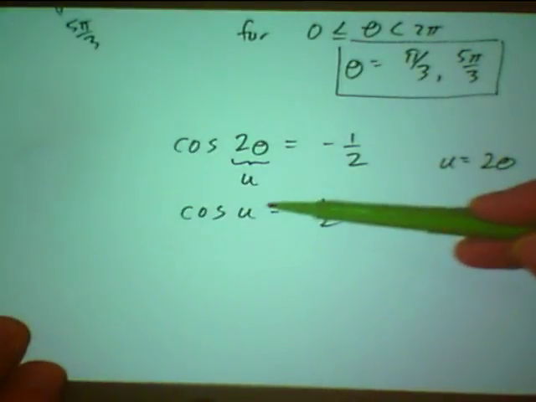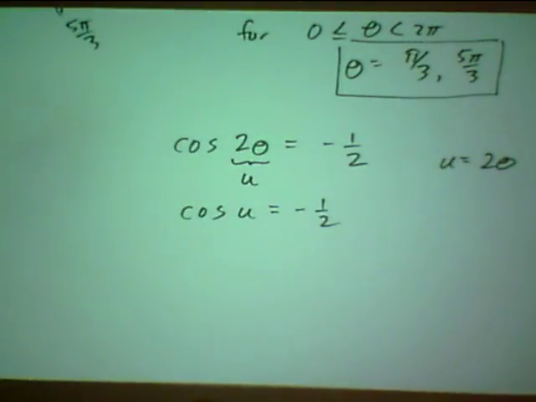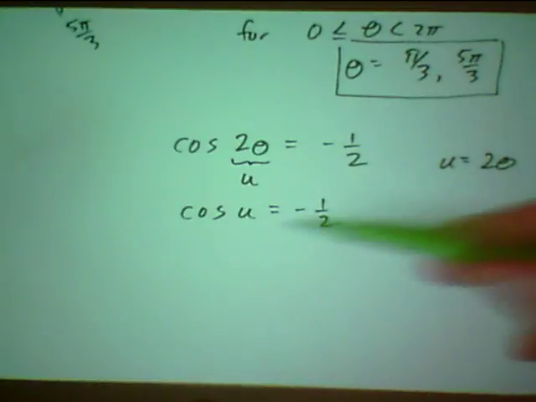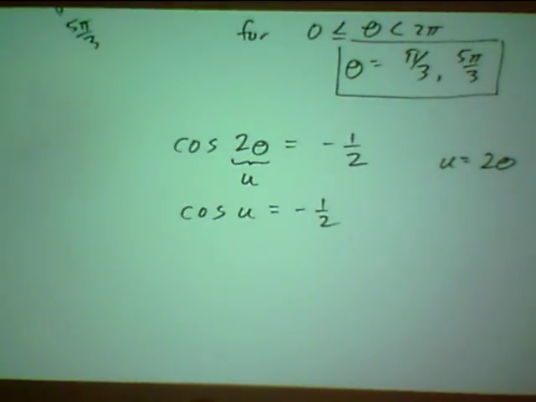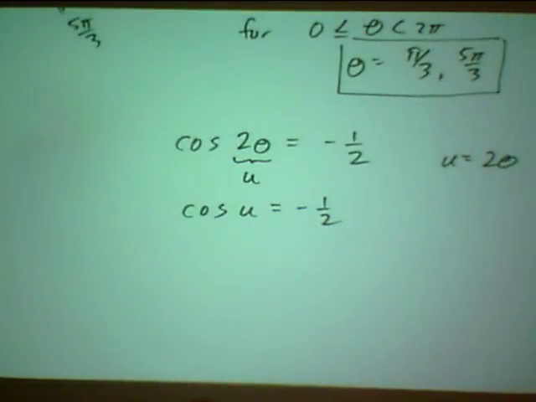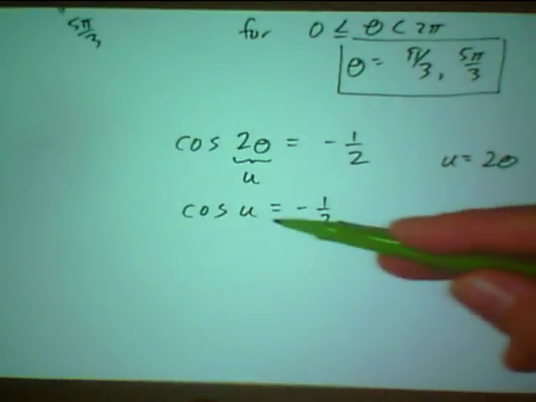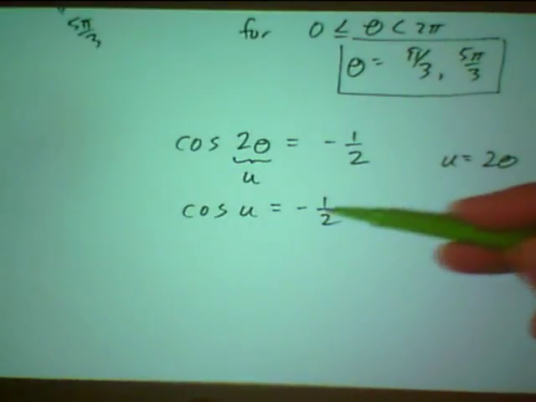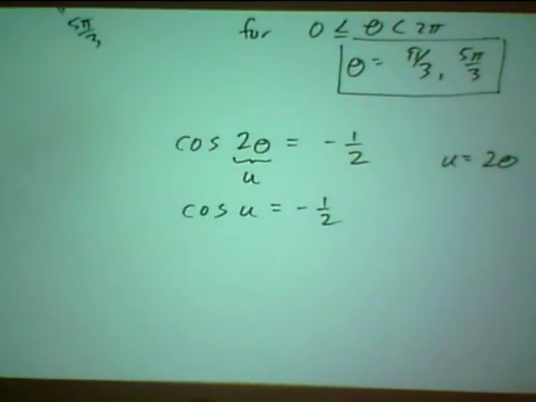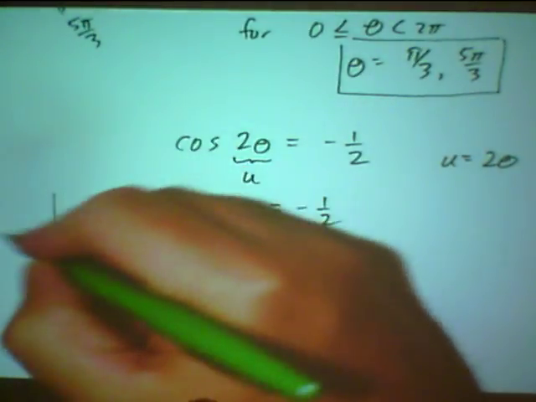Now I can solve this. u is going to be an angle. For the general form, I think to myself, where on the unit circle, at what angles is the cosine negative 1/2? Or in other words, look at all the points on the unit circle and find any points where the x coordinate is negative 1/2.